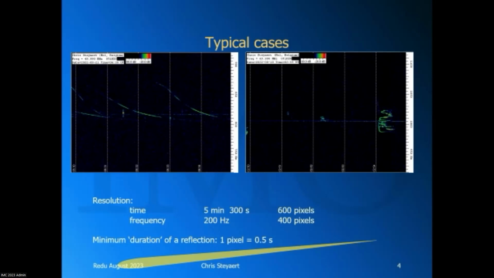To put it in perspective, the time scale is 5 minutes, and that's about 600 pixels. So 1 pixel is half a second. That means that you can't say much below the length, say, of 1 second. If you want to do detailed analysis, this is not a tool. This is meant for some other statistics. In frequency, 200 hertz is a common band. There, I think the resolution is not a problem.